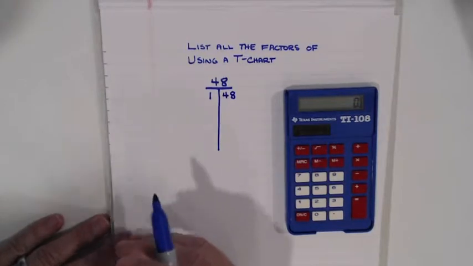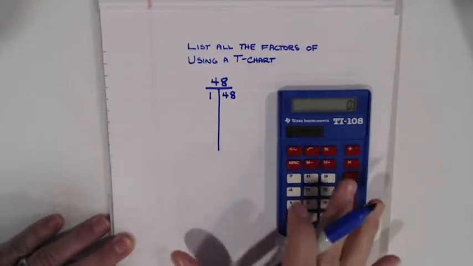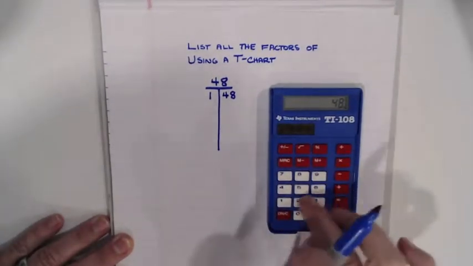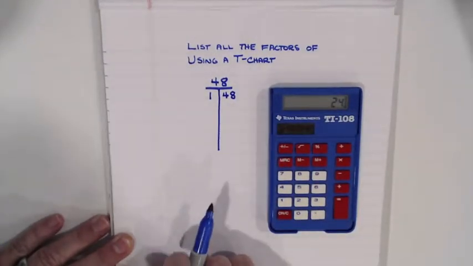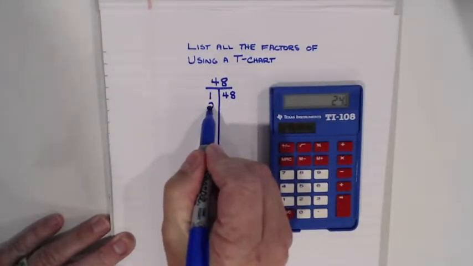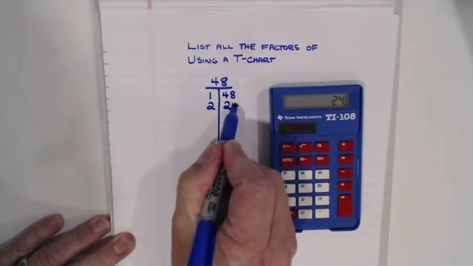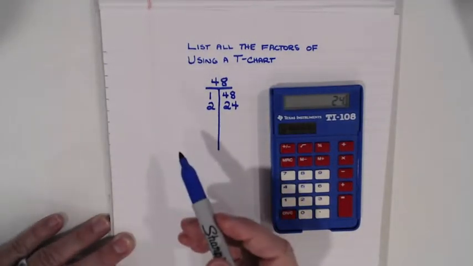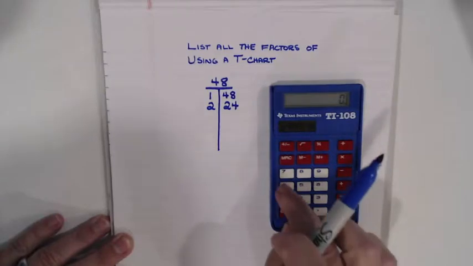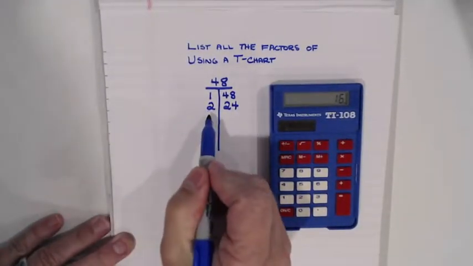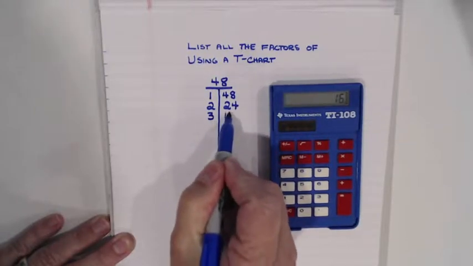After 1, the next number I'm going to try is 2, and I'm just going to use a simple 4-function calculator to do this. I'm going to go 48 divided by 2. 48 divided by 2 is 24, so I've got 2 more I can put in the list. I can put 2 and 24 in the list. Right after 2, I check the next number, which is 3. I go 48 divided by 3. 48 divided by 3 is 16, so I've got 3 and 16.